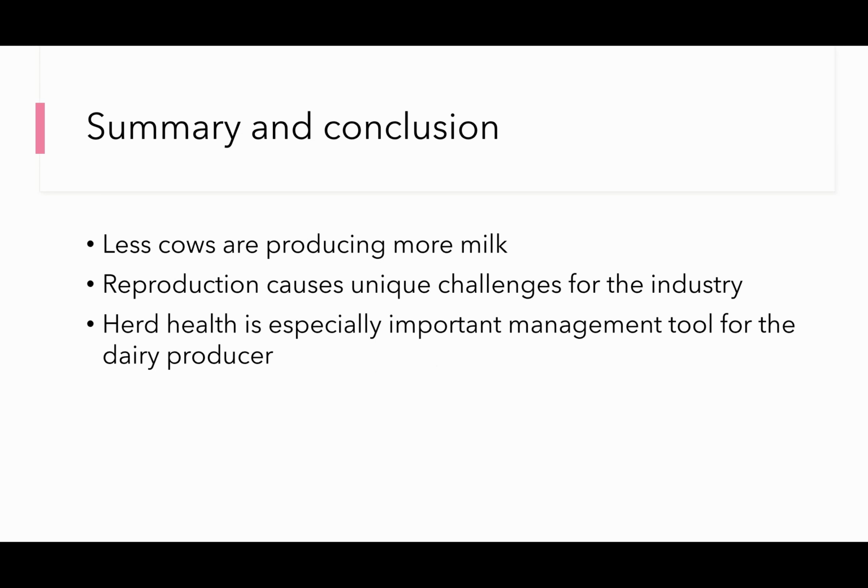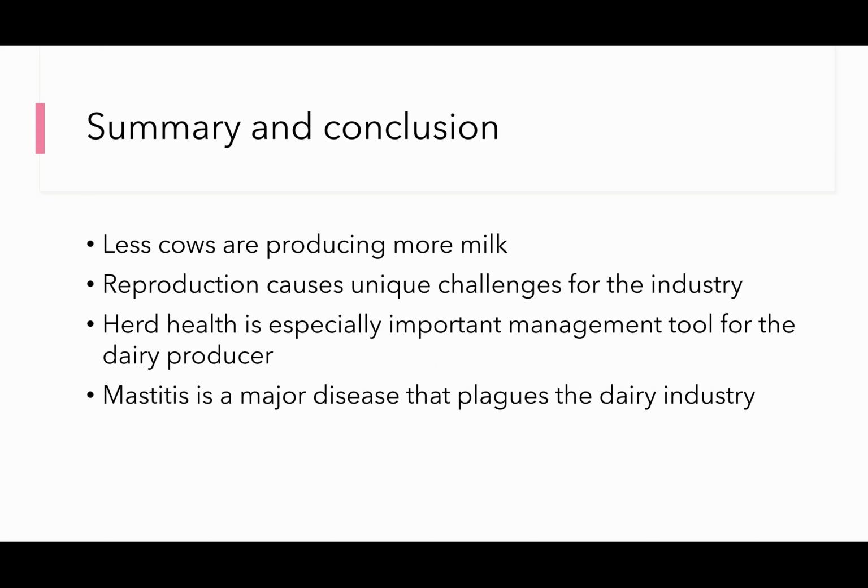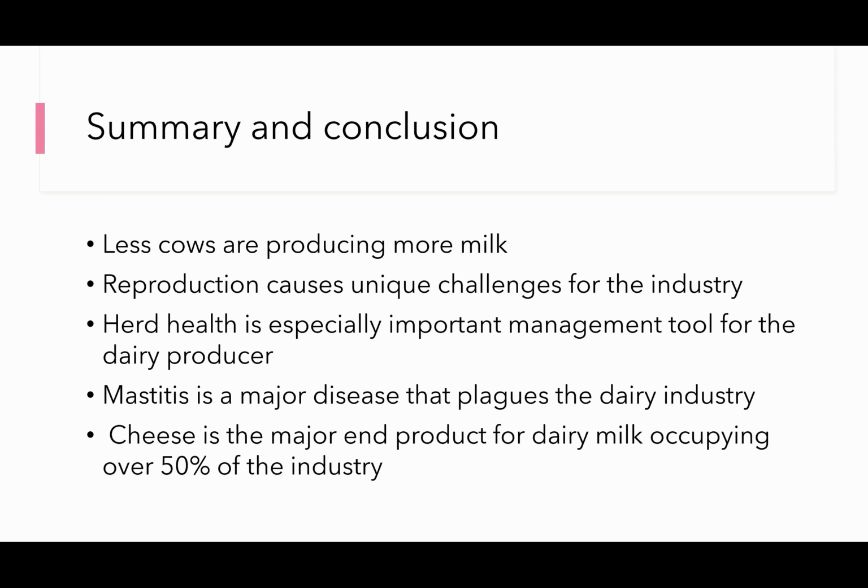There are quite a few diseases that can cause issues, but a major one is mastitis, and it plagues the industry because it can go unnoticed. It can be infectious from animal to animal. It affects the products of milk and can cost a lot of money. And finally, cheese is the major product currently, where it occupies over 50% of the dairy industry.